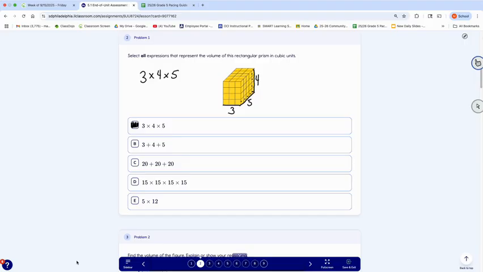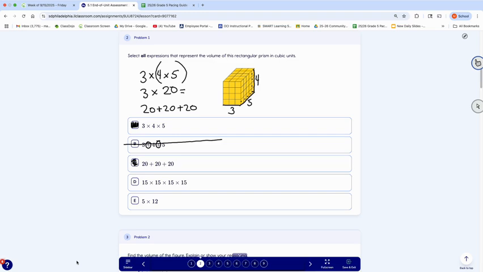Next in the list is the expression 3 plus 4 plus 5. This is incorrect, because when finding volume, we must multiply, not add, to calculate the number of cubes that make up the prism. I now see 20 plus 20 plus 20 as an option. Although it's addition, it is repeated addition, which means it is equal to 20 times 3. The group 5 times 4 equals 20, and this group is multiplied by 3, so it has the same meaning and value as 20 plus 20 plus 20.